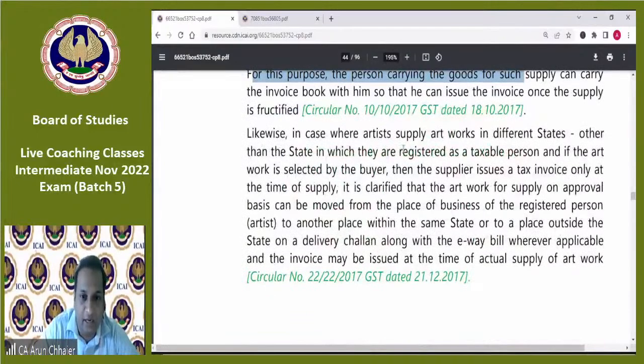And likewise, in case the artist supplies artwork in a different state other than the state in which they are registered as a taxable person, if the artwork is selected by the buyer, then the supplier issues the tax invoice only at the time of supply. It's clarified that artwork for supply on approval basis can be moved on the basis of a challan to another place within the same state or to a place outside that state on a delivery challan along with the e-way bill wherever applicable.